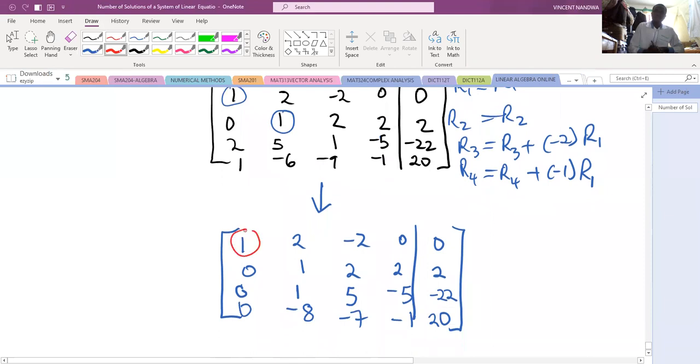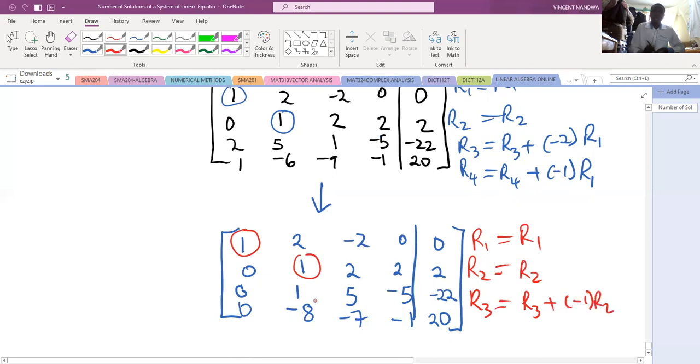This is fine. This is also fine. And these are zero, this zero, this zero. But we expect this position to be zero and this one also to be zero. So therefore we say row one to be row one, row two to be row two, but row three will be row three plus minus one row two, so that we get this to be zero.